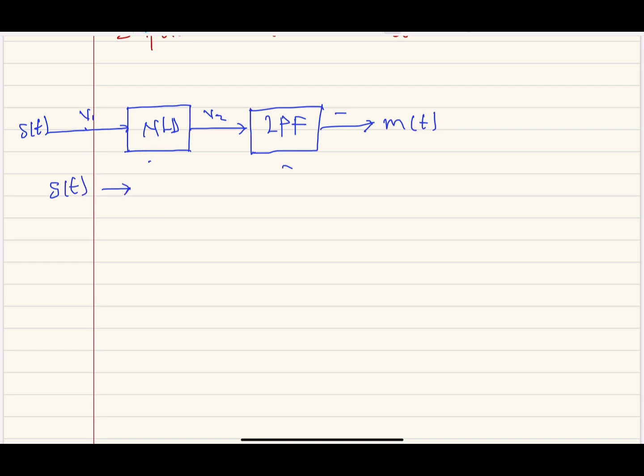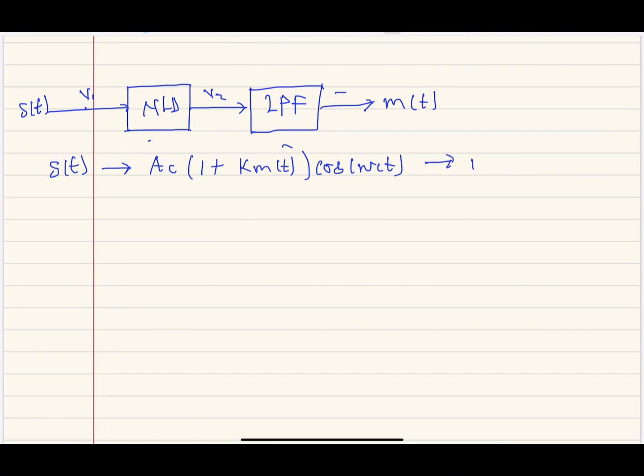During our modulation tutorial session, we were able to conclude that our modulated signal S of t is equal to AC into bracket 1 plus K M of t, cos omega ct. We're saying that AC is the amplitude of our carrier wave signal, K is our modulation index, and omega c is our carrier angular frequency. So this becomes our input.